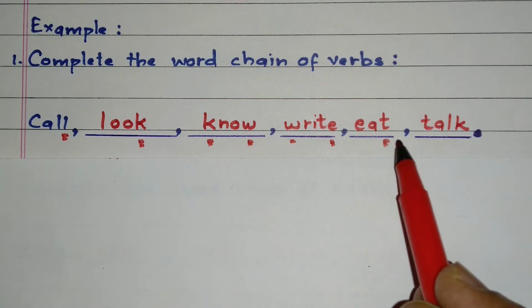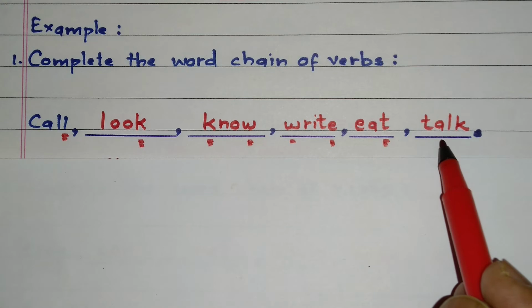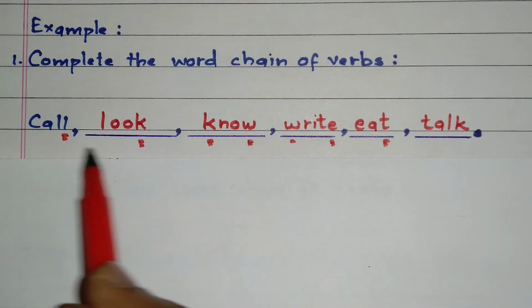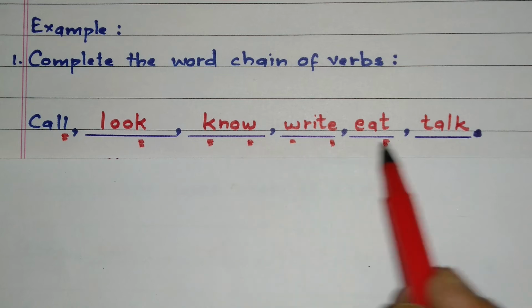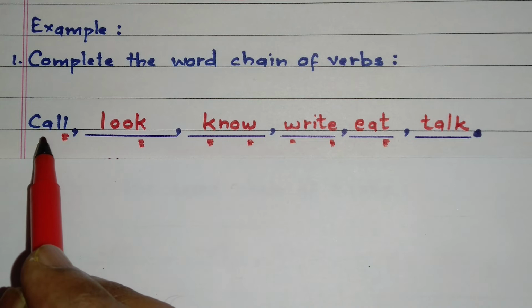The last letter of my verb eat is T. So the next verb will start with T. So I have written talk over here. So friends, call, look, know, write, eat, talk is a chain of verbs starting with call.